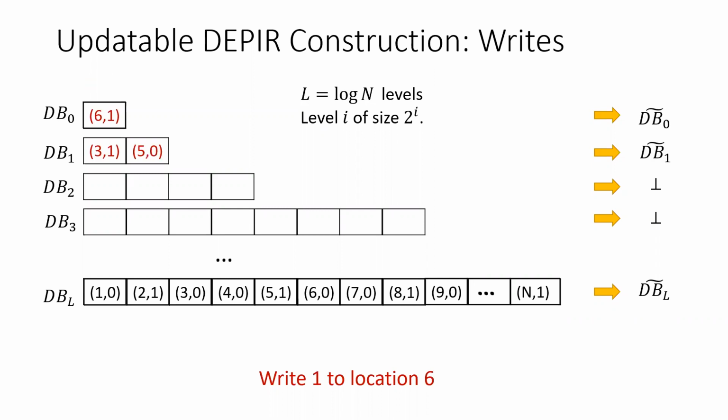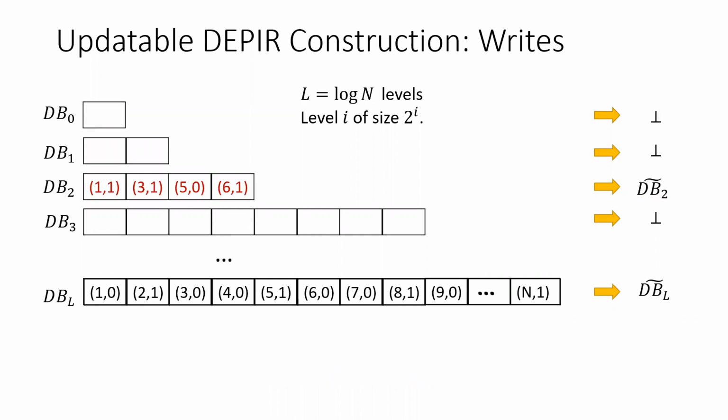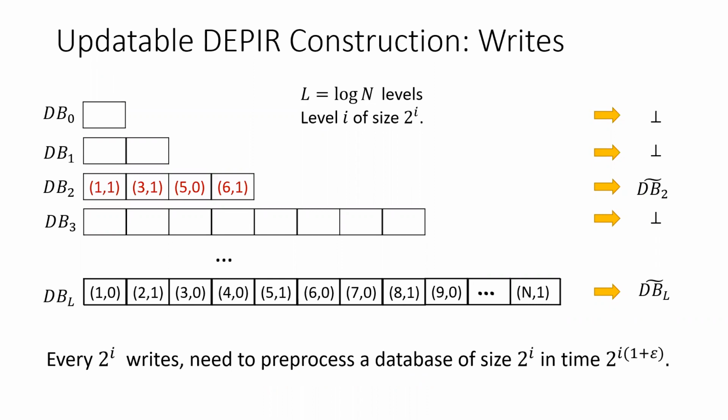So this is what I'm saying: when the updates come in, we keep merging these new updates down the levels, and it's growing geometrically, so there is enough space to amortize it. And after i writes, I only need to reprocess a level of capacity 2^i. So the amortized cost per update is like n to the epsilon, because for each preprocess I spend 1 plus epsilon on the exponent.